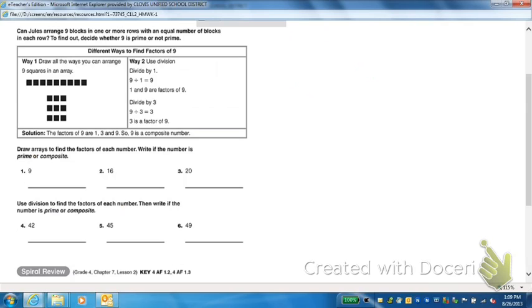For page 3 in their homework, we're just going to look for the factors of the numbers. Now I know it says draw arrays to find the factors of each number. We don't have to do that. I want them to do it the way I had showed them in class. Because again, writing these arrays could take a long time, and they're not going to have enough room to write this on their paper. So for number 1, we've got 9. We're going to start with 1 times 9. And of course, 3 times 3. We don't repeat numbers, so your answer would be 1, 3, and 9.